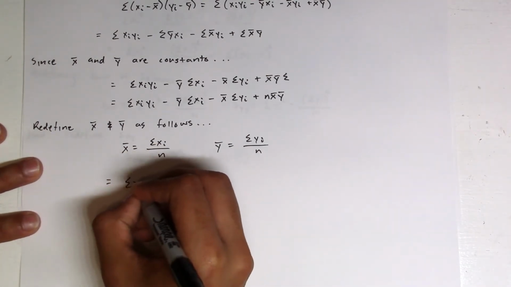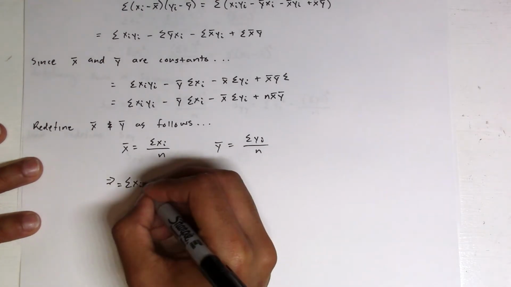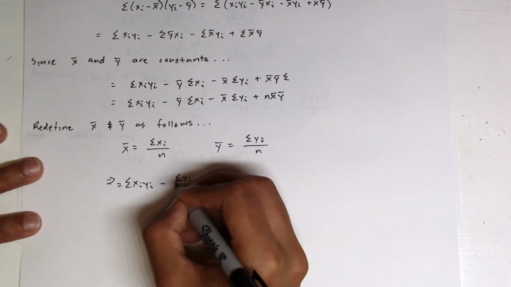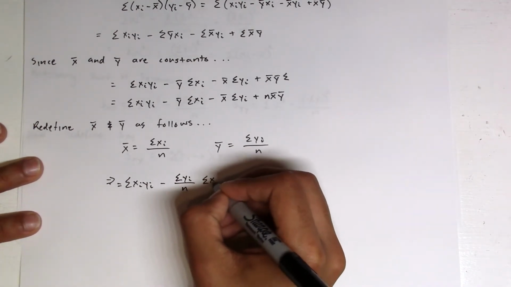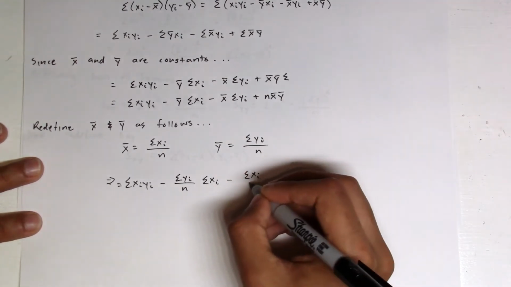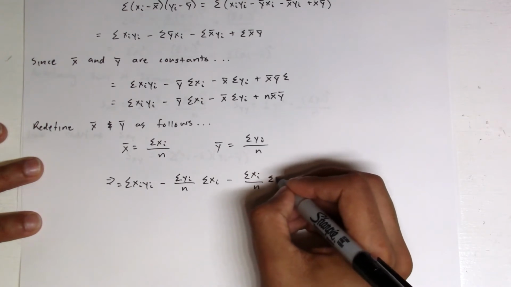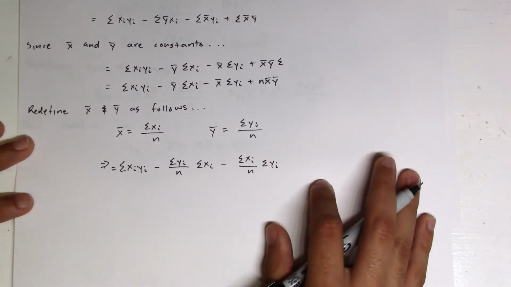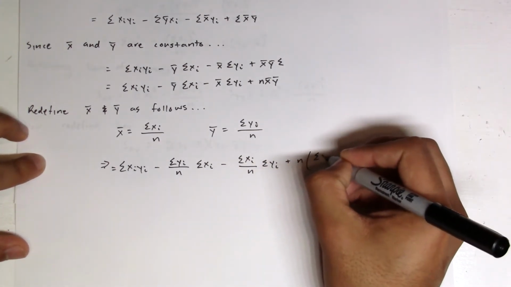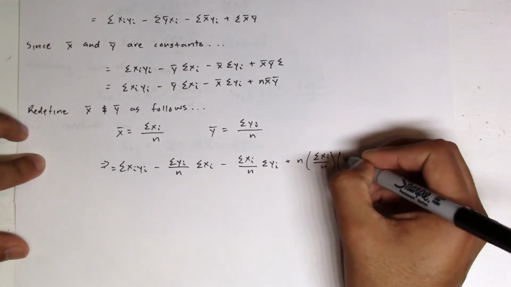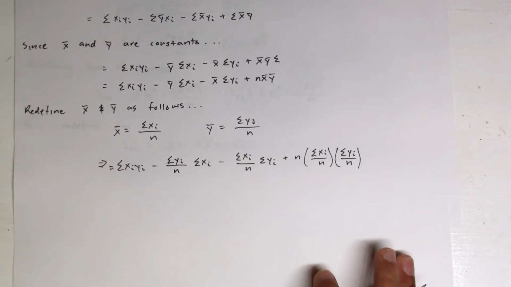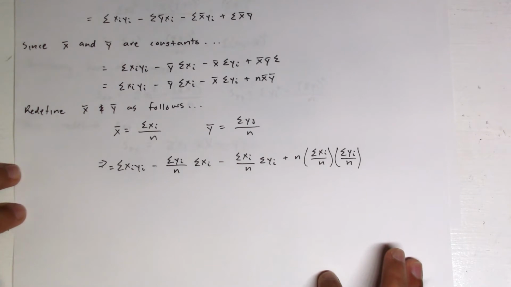So we're going to plug this notation into this equation, and we'll see some simplification occurs. So the sum of xi yi, minus y bar, which is the sum of yi over n, times the sum of xi, minus x bar, which is the sum of xi over n, times the sum of yi, and then plus n times the sum of xi over n times the sum of yi over n. Now that we have that equation, we can simplify this quite easily.